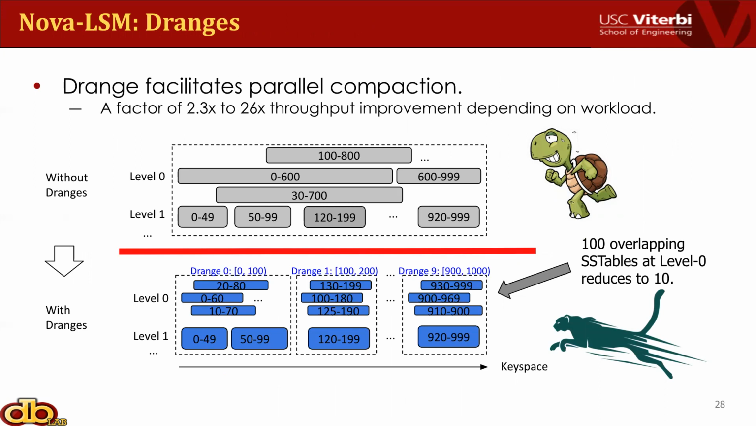This figure shows that LTC constructs 10 D-ranges. A compaction now only needs to compact 10 access tables instead of 100 access tables. Our experimental results show that D-ranges provide a factor of 3 to 26 improvements on throughput across different workloads.